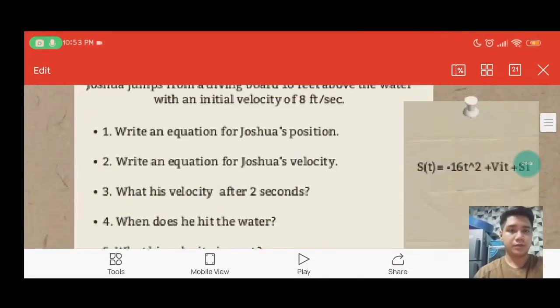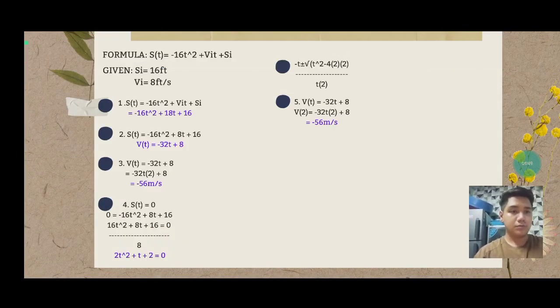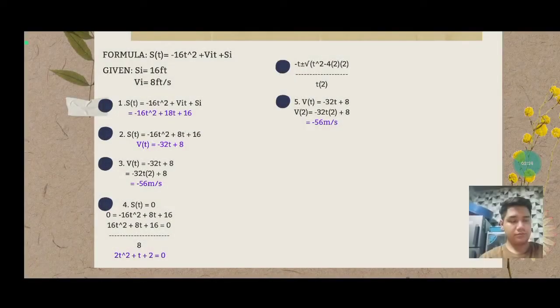And the next is, what is velocity after 2 seconds? So, hinahanap dito yung velocity niya. So, v(t) equals negative 32t plus 8. Answer natin sa 2. Then, sabi dito 2 seconds. So, negative 32 times 2 plus 8. Negative 32 times 2 is 64. So, since negative yung highest, so minus siya, minus 8. So, yung answer is negative 56 meter per second.